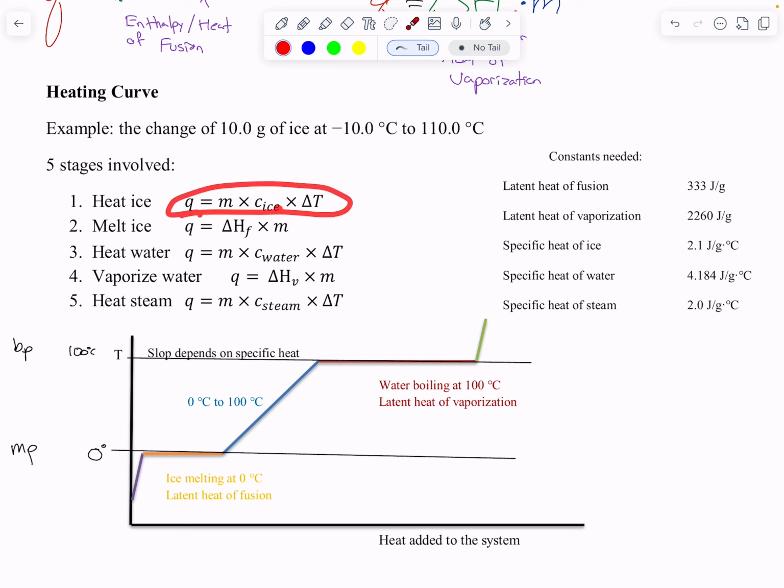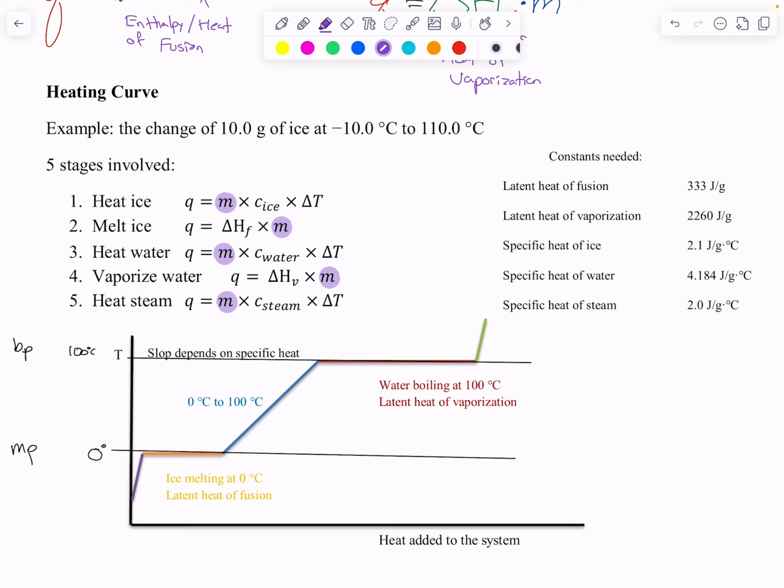But now the C of ice is different. That's different than the C of water, all right? The mass of the ice is the same. The mass of the ice, the mass of water, it's still the same amount. So all these M's are the same, okay? Because we're doing 10 grams of ice, so all the M's are the same.